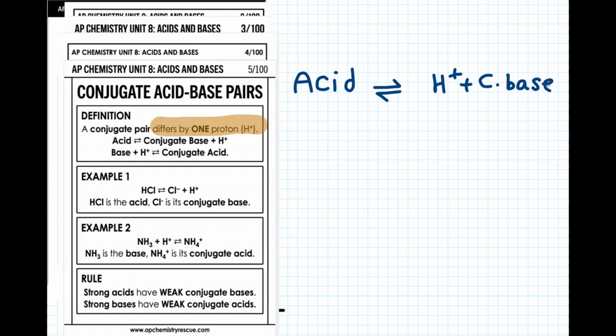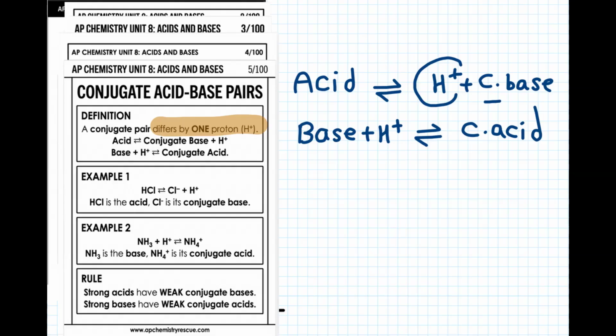This is a conjugate base. What is a conjugate acid? It's what's formed after adding the proton to the base. So again, simple. You remove a proton from the acid, you form the conjugate base. You add a proton to a base, you get its conjugate acid.